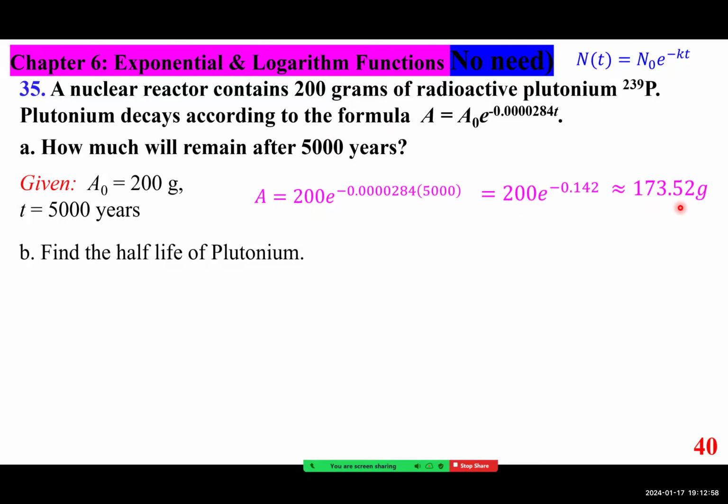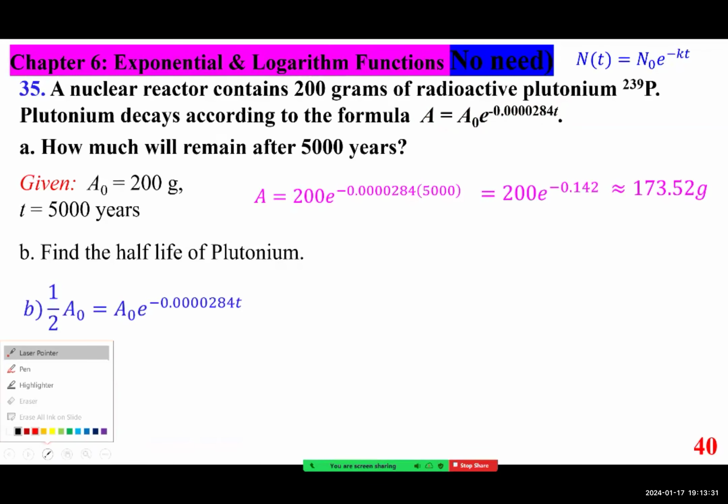So the question is, what is the half-life? That means how long does it take for the amount of plutonium to go to half of its original size? Of course, the amount is given as 200, but regardless of that, we can work on the general formula because we really don't need to know the initial amount. If we go with this formula, this is the initial amount. Now we want half of that, half of A sub 0. And as you can see, these two cancel each other.